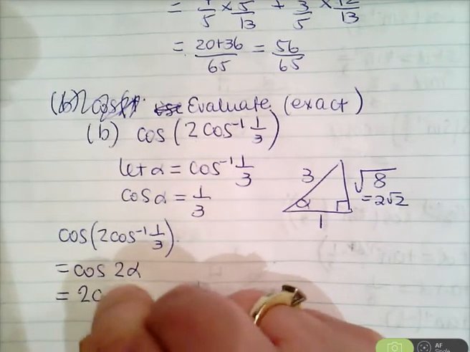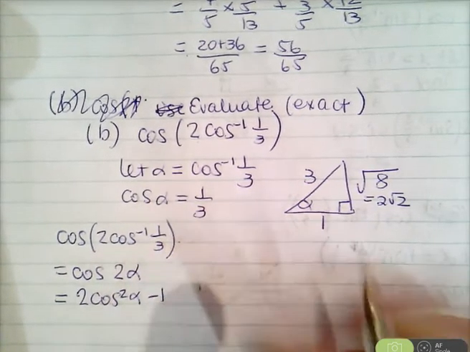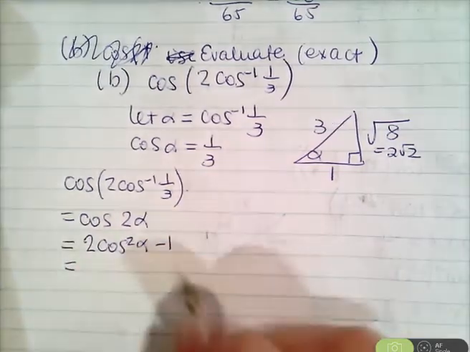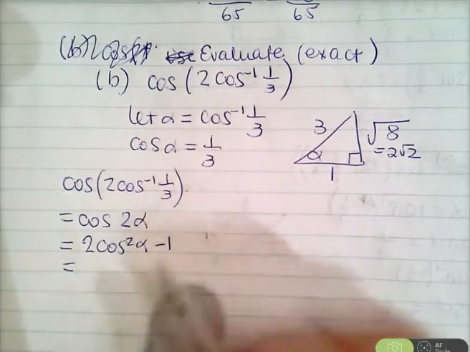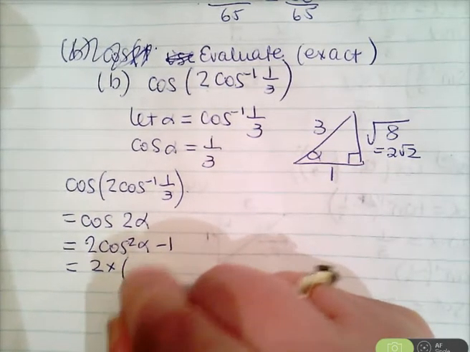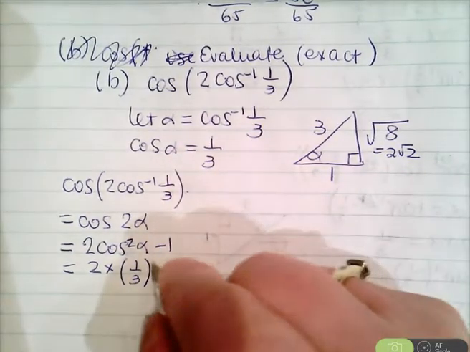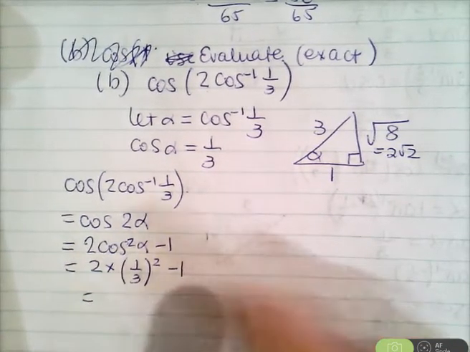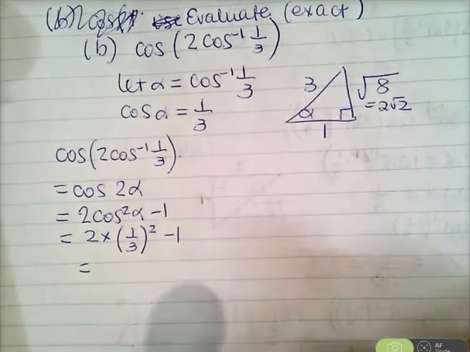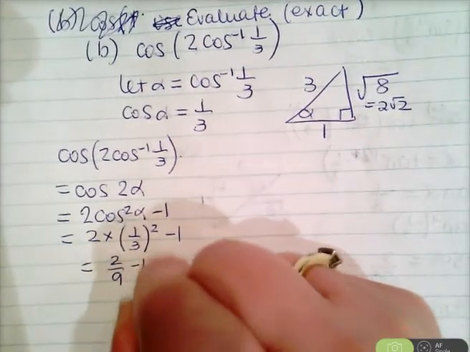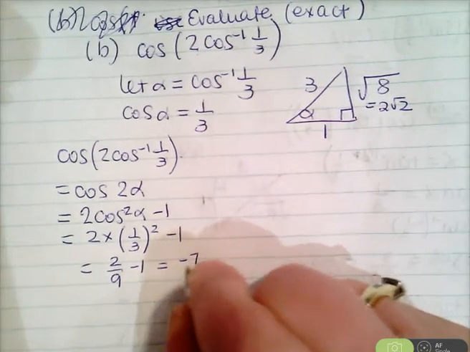So I could put 2 cos squared alpha minus 1, because I may as well use that one because I already know what cos alpha is. So that would be 2 times 1/3, see, cos squared alpha is cos of alpha squared, minus 1. So 2 times 1/9 is 2/9 minus 1, which is -7/9.